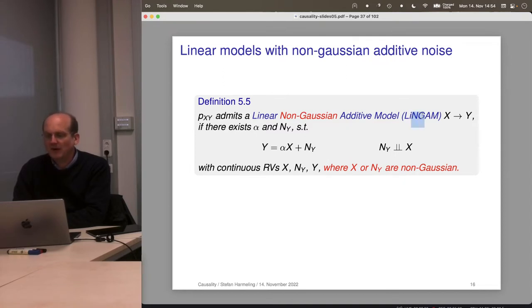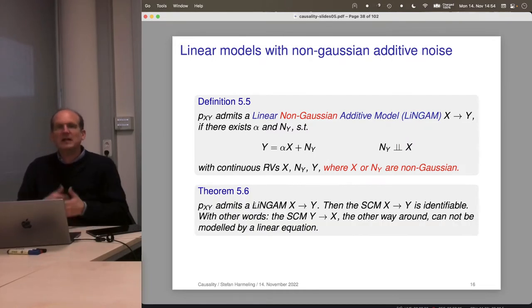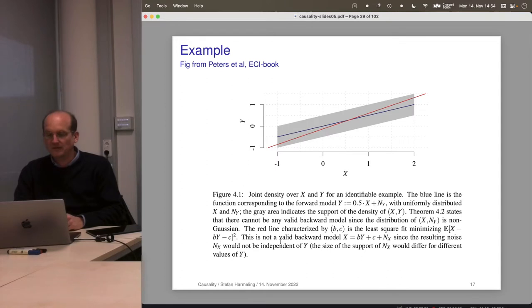Okay, the NG part. And if I have that one, then it follows from the previous theorem that if I'm having a LiNGAM model in one direction, then the structural causal model x to y is identifiable. Or with other words, the backward direction cannot be modeled by a linear equation. That's another way to state this.